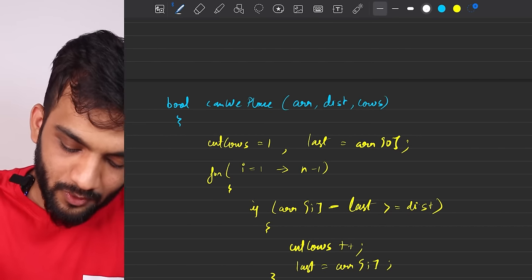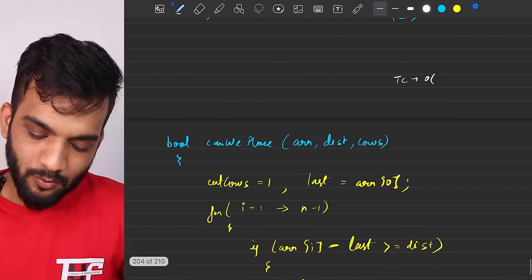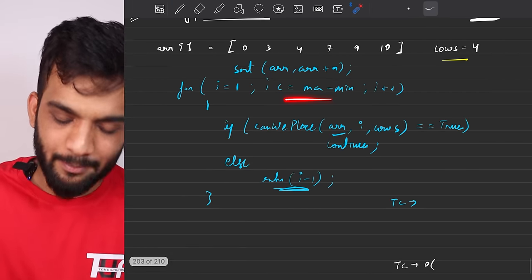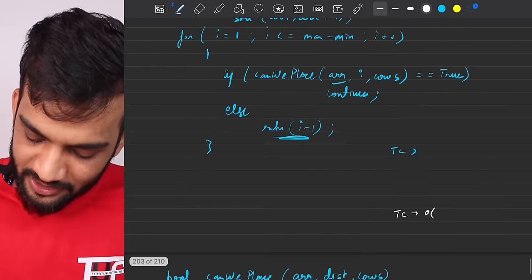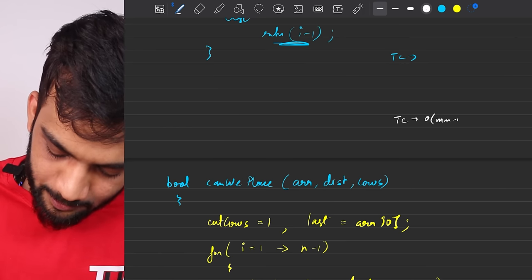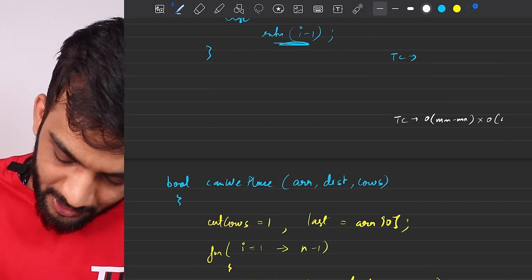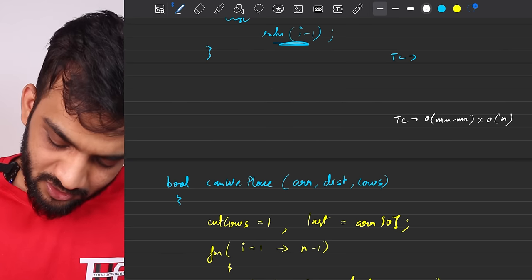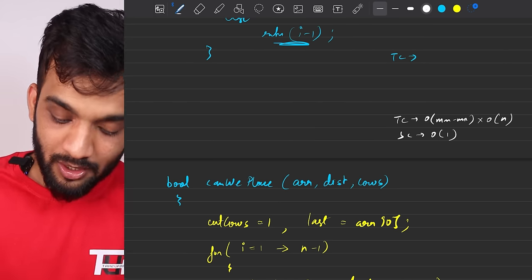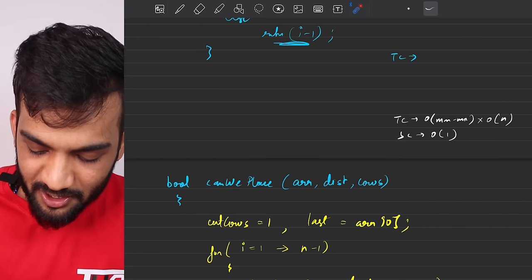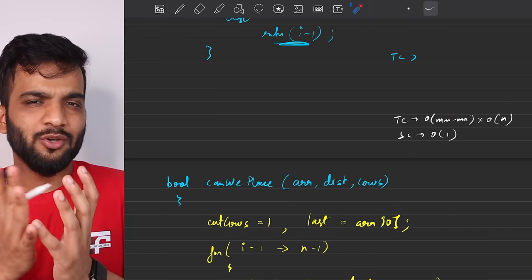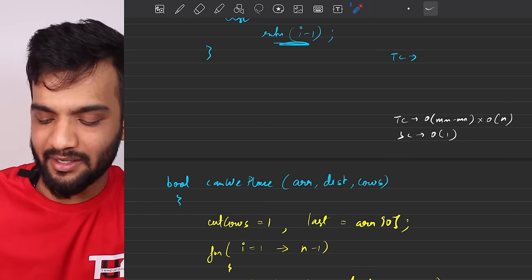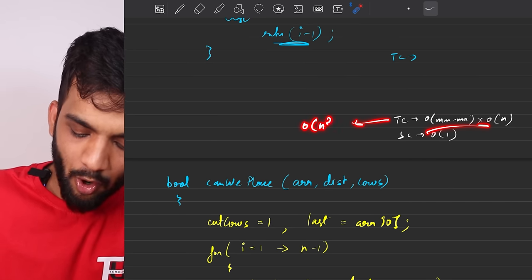What if now I ask you the time complexity, what is it? I'm going till max minus min, multiplied by big O of n because you're going through the entire thing. What about the space? That's a big O of 1. Obviously, the interviewer will not be happy with this one because it's a quadratic time complexity, and I'll ask you to optimize it.